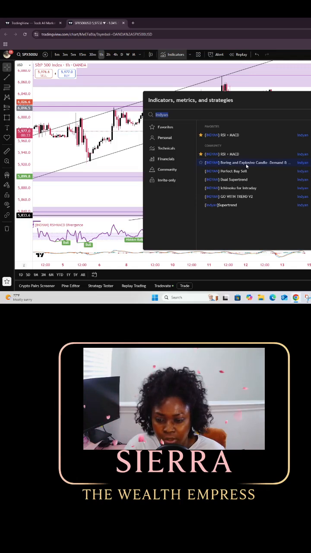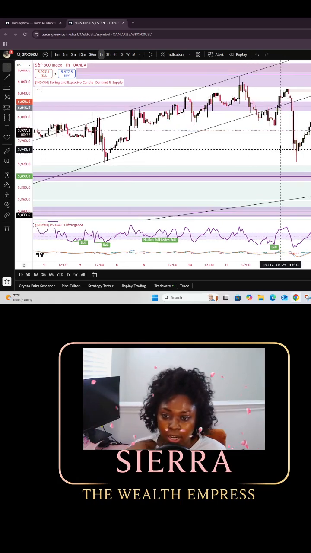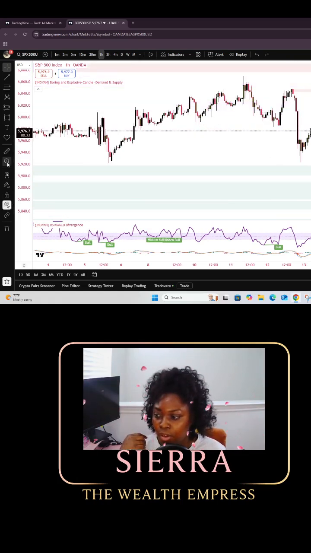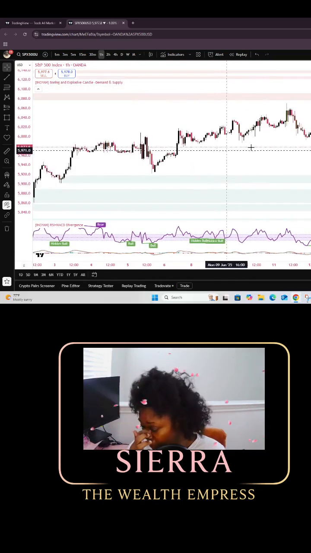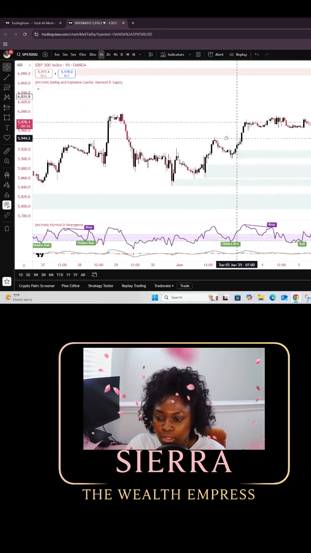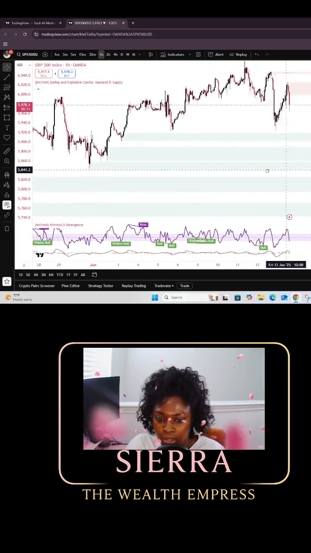Boring and explosive candle demand. What's that? Oh, he's got a supply and demand indicator. So anyone who trades supply and demand, it automatically marks it up. I don't really do supply and demand. I feel like order blocks are the same thing.